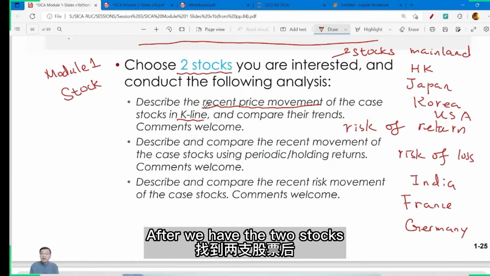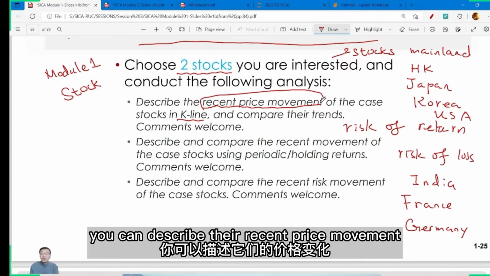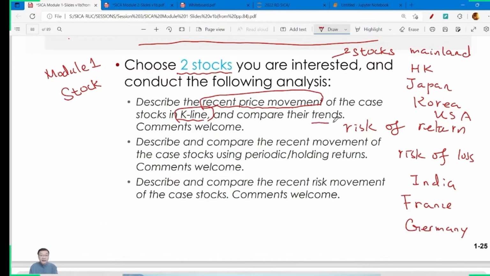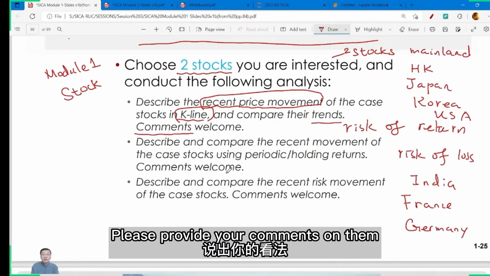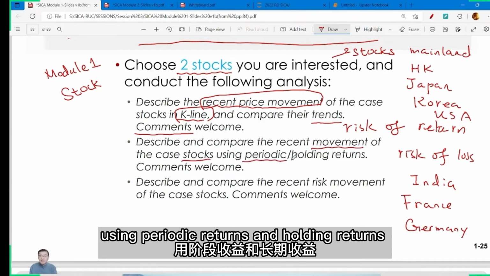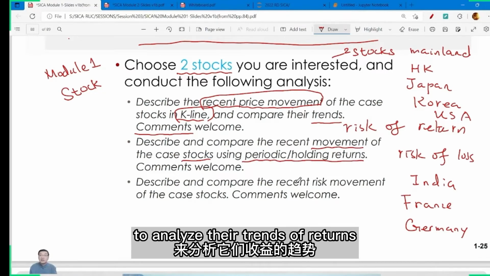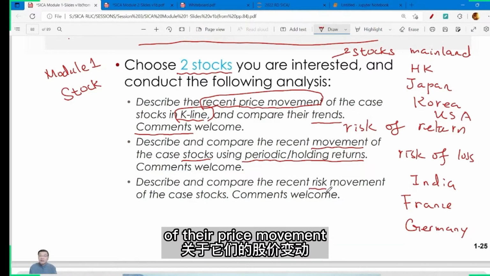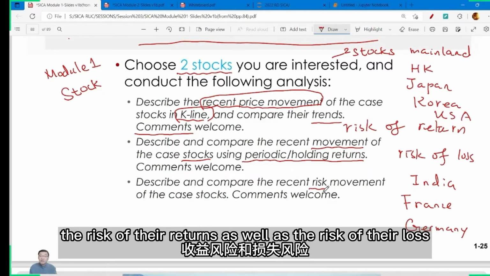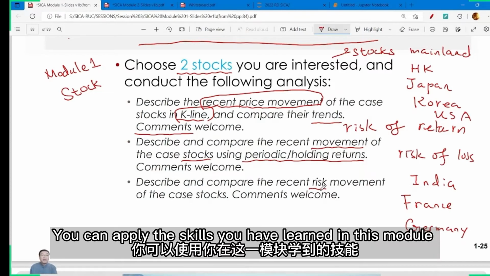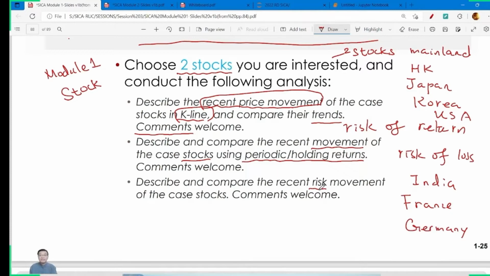After you have the 2 stocks, describe their recent price movement, either in lines or K lines, and compare their trends. Please provide your comments on them. Then describe the recent movement of the stocks, using periodic returns and holding returns to analyze their trends of returns. After that, analyze the risk of their price movement, the risk of their returns, as well as the risk of their loss. You can apply the skills you have learned in this module together.